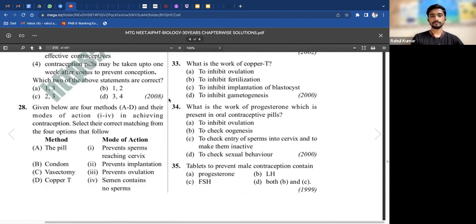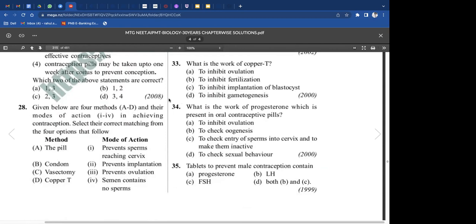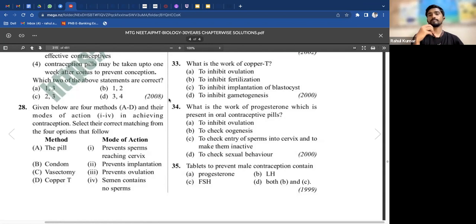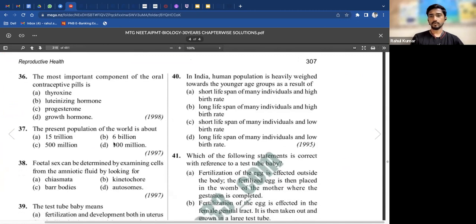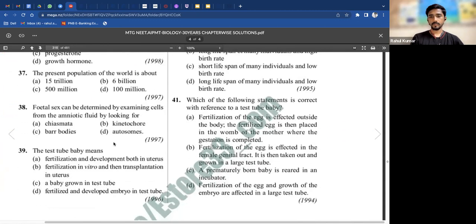Question number 34. What is the work of progesterone which is present in oral contraceptive pills? To inhibit ovulation, to check oogenesis, to check entry of sperm into the cervix, to make them inactive, to check sexual behavior? Inhibit ovulation. Yes, right. Progesterone and estrogen do not allow ovulation to happen. Great. Very good. Now we are going towards the end. Some more interesting ones.